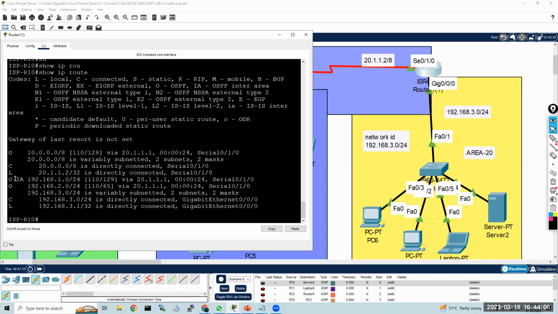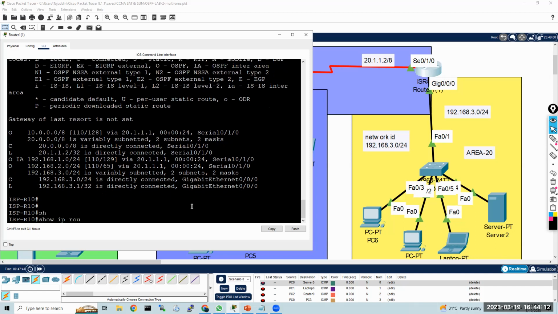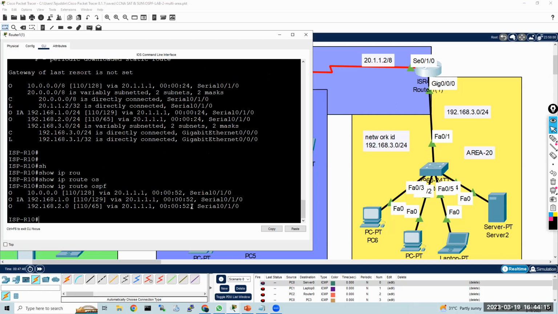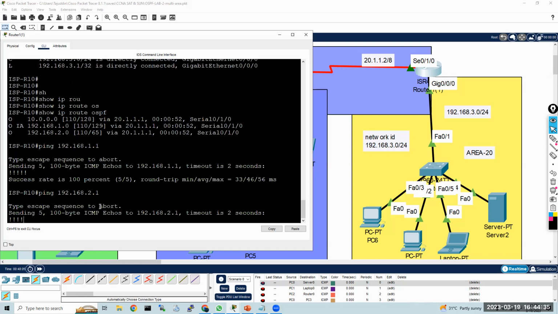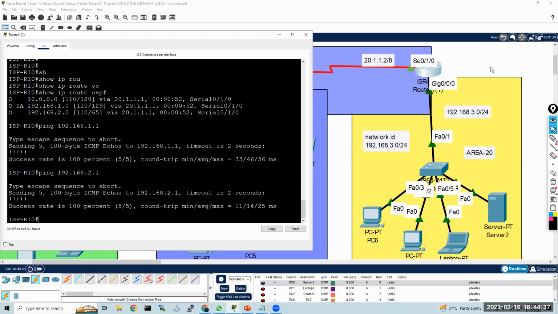We can see, right? IA means inter area, OSPF other area. Show IP route OSPF. So he has learned, 110 is the administrative distance. The one network is from area 10. The cost he has calculated is 129. So I hope I am able to ping from router 3 to 1.1, and 2.1 also I can ping. So let's check in R1 now.